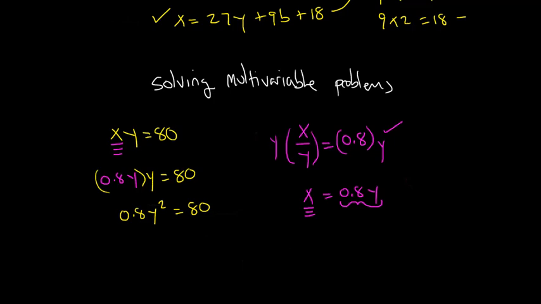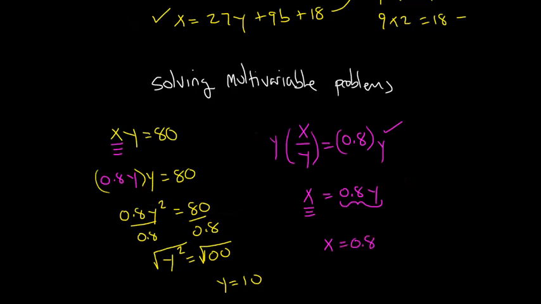So we distribute y into our parentheses, and we end up with 0.8 times y squared equals 80. And now I'm in a position where I can solve for the one variable that I have here, which is y. So I'll divide both sides by 0.8. I have y squared equals 100. I can take the square root of both sides. And remember, in a previous video, we saw how you can put a square root into your calculator. So we end up with y equals 10. Now that we know that y equals 10, we can plug this into our second equation, because x equals 0.8 times our value of y, which is 10. So x equals 0.8 times 10, which is 8.